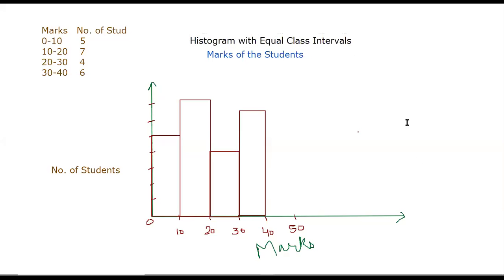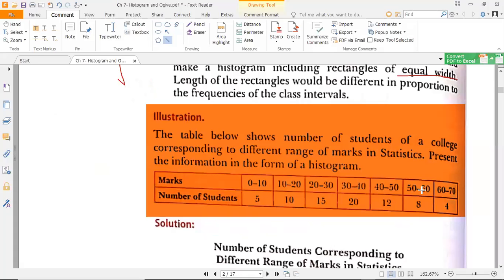So this is how it is going to be done. I hope everybody must have understood this. So this is how the histogram would be made, and now we'll be doing the question that we were having. So this is the question. Everybody please do this. We have got 2 minutes to complete this histogram.